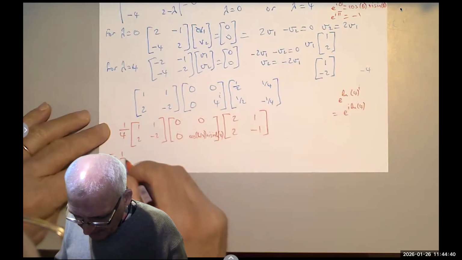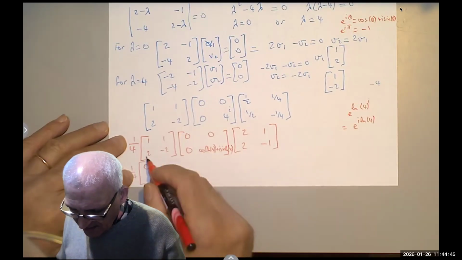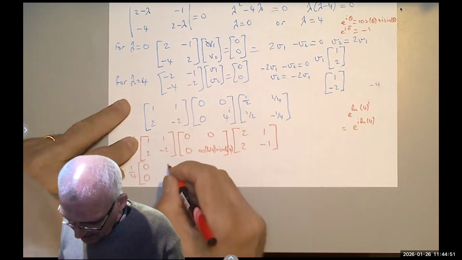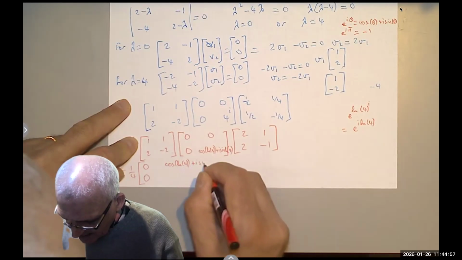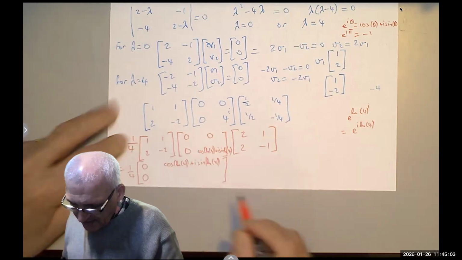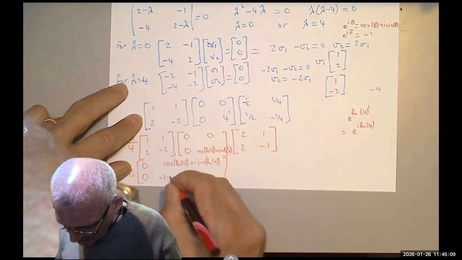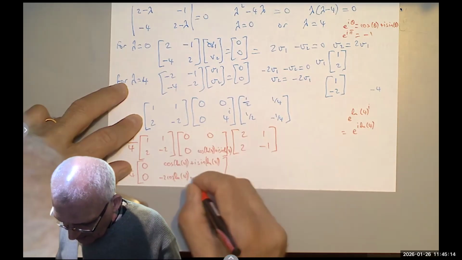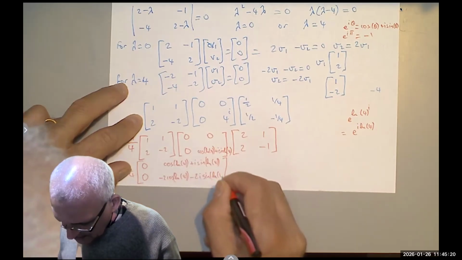Now, when we multiply the first two matrices, you get 0, 0, of course. And the second also would give you 0 and 0. When you multiply this, you get cos natural log of 4 plus i sine natural log of 4. And then the last one, you get 0, -2, so you get -2 cos natural log of 4 minus 2i sine natural log of 4.